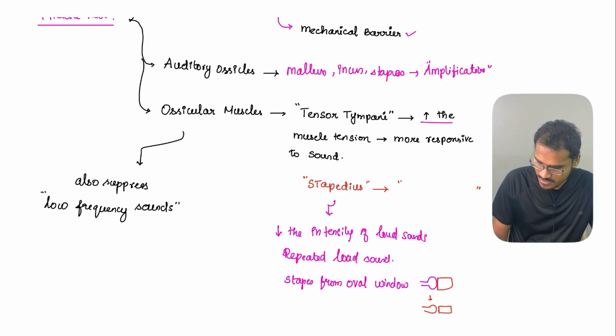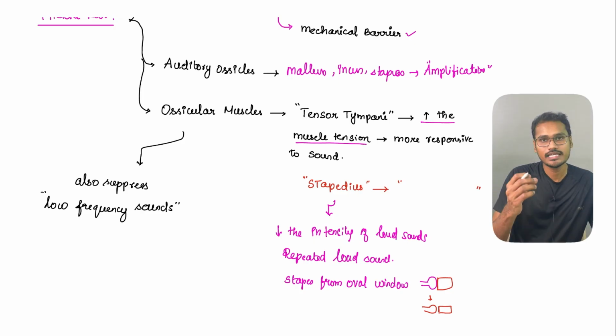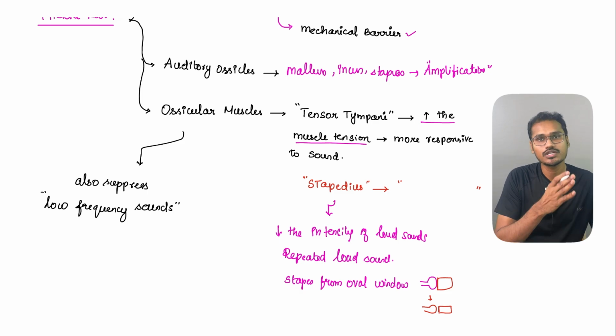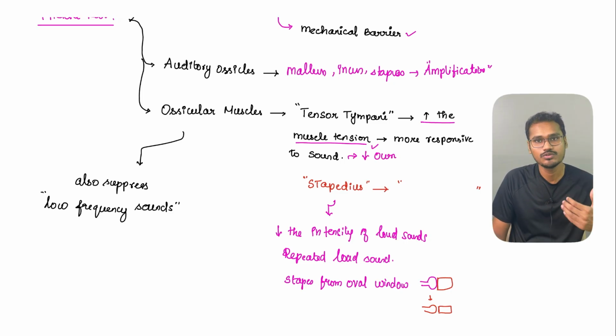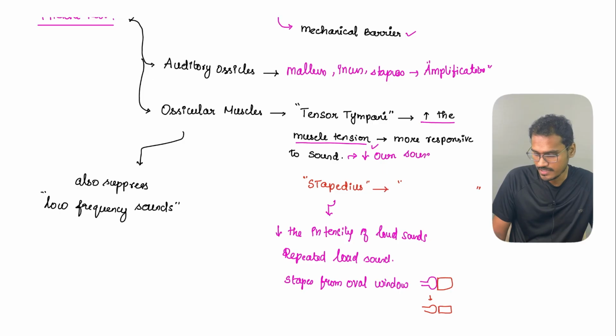So they can increase the muscle tension of the malleus, and then this malleus will make the tympanic membrane stiff so that loud sound is not passed through it, and it is more responsive to sound and decreases our own sounds, like chewing or when you talk amongst yourself. The example is when chewing.